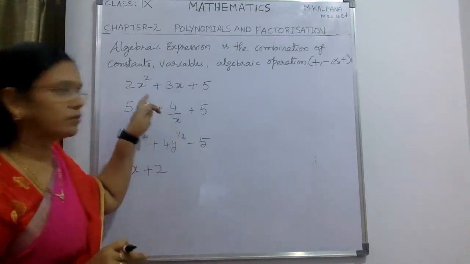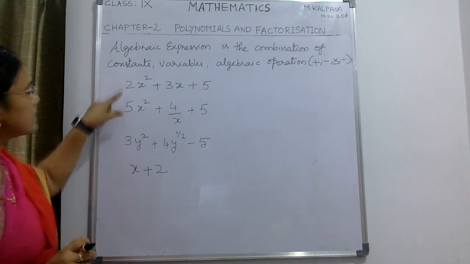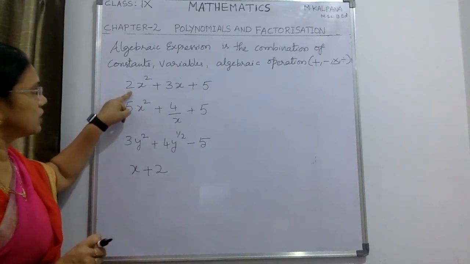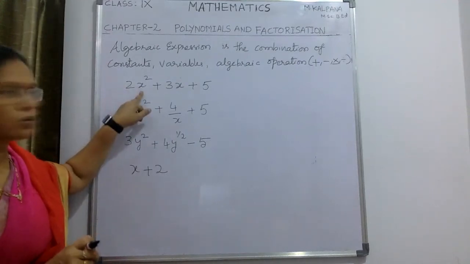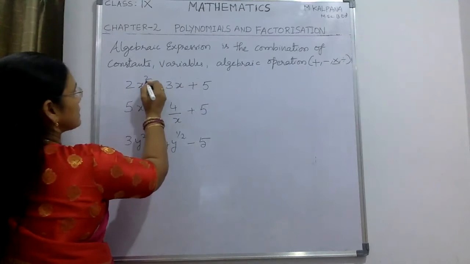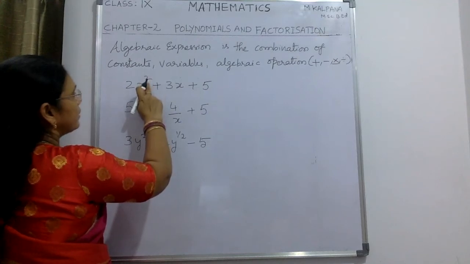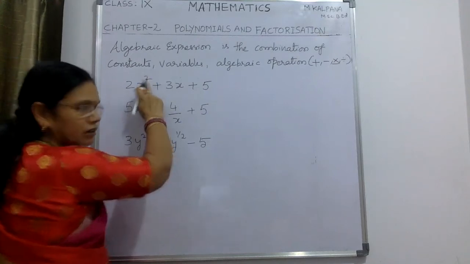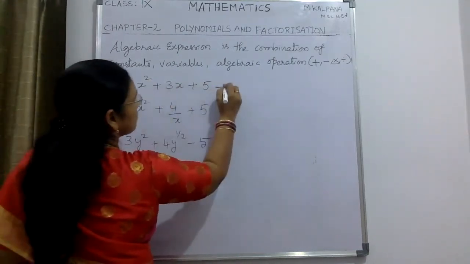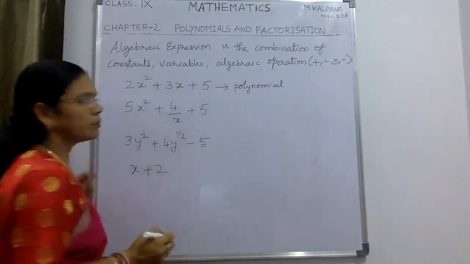Can you check which expression is satisfying the given condition? Here in this expression, observe, children, 2x square plus 3x plus 5. Here the powers of the variable are non-negative. Non-negative means it is positive, and it is an integer. Non-negative and also an integer. So this algebraic expression can be named as a polynomial. This is a polynomial.